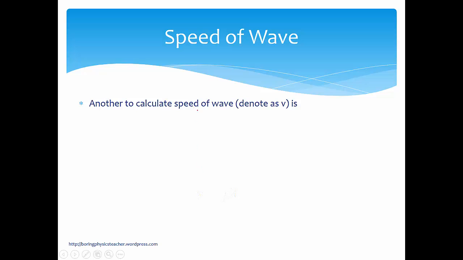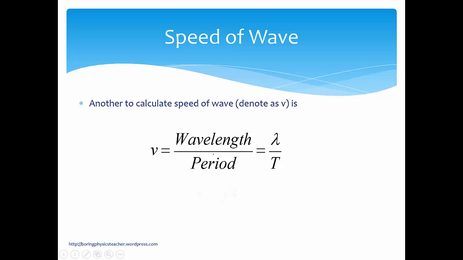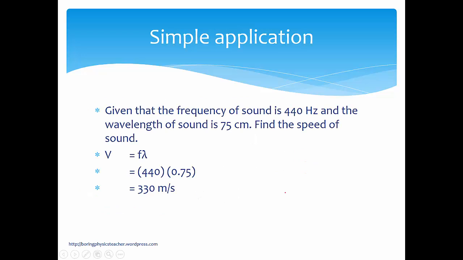Another way to calculate this speed of wave, denoted by v, is using v equals wavelength divided by period. Since we know that f equals 1 over T, we can simply replace this 1 over T by f. So v is equal to frequency times wavelength. So this is just a simple application of the formula.